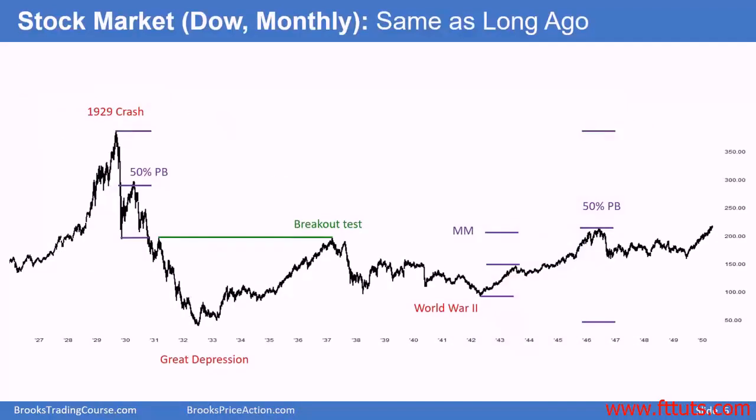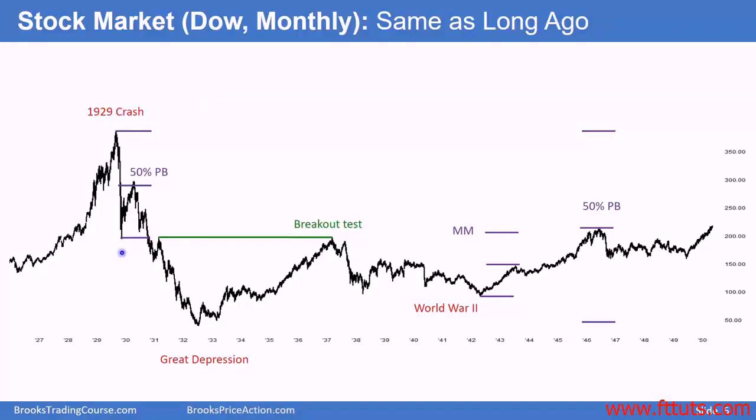For example, look at this chart. It goes back to the 1920s. Here's the 1929 crash. If I did not have these dates on here, you would look at that chart and say, oh yeah, it could be anything. It could be the euro versus the dollar. It could be the stock market. It could be Apple. It could be crude oil. It looks like charts that we look at every day. But yet it's not. It's from 80 years ago.